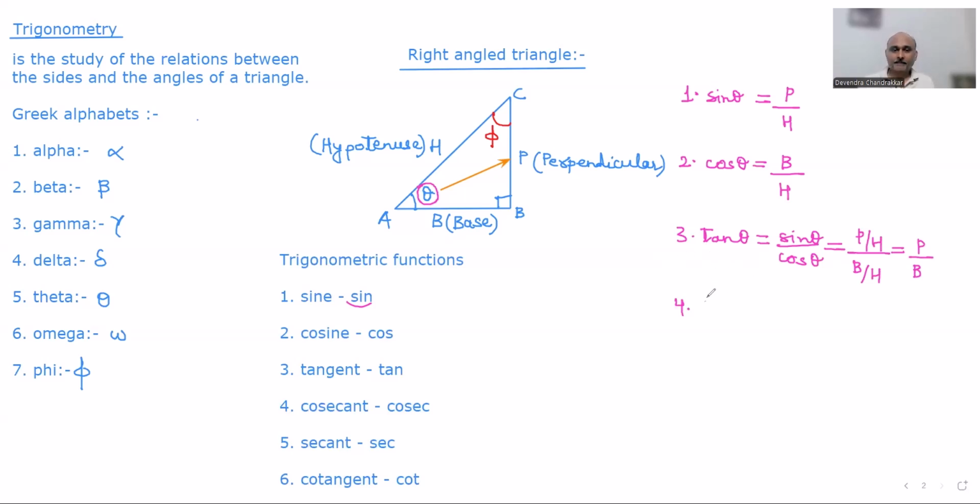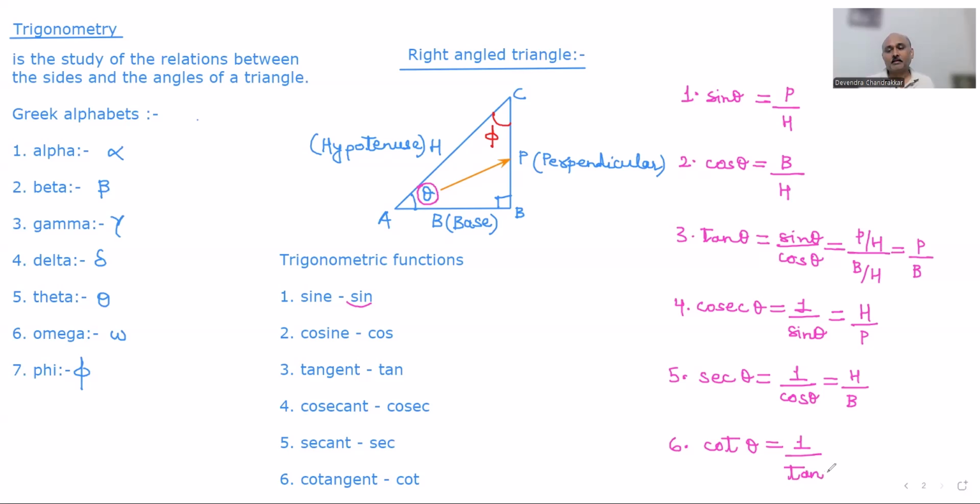Okay. Next is cosec theta. Cosec theta is given as 1 upon sine theta, or inverse of sine theta. This is nothing but H upon P. Fifth one is, how is sec theta calculated? It is given as 1 upon cos theta, or we know it as H upon B. Last one is cot theta. Cot theta is nothing but 1 upon tan theta, right? And this is equal to B by P.